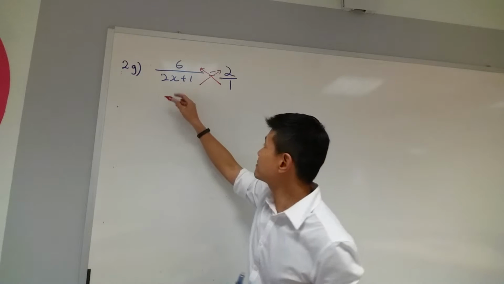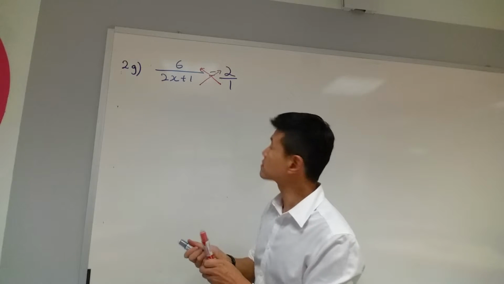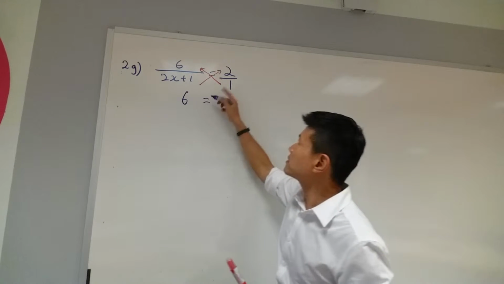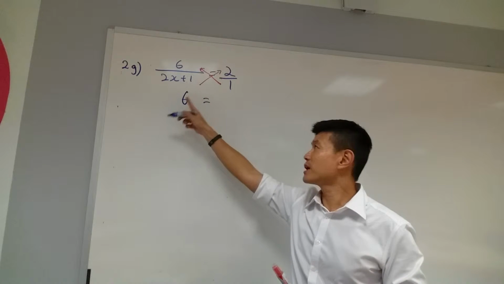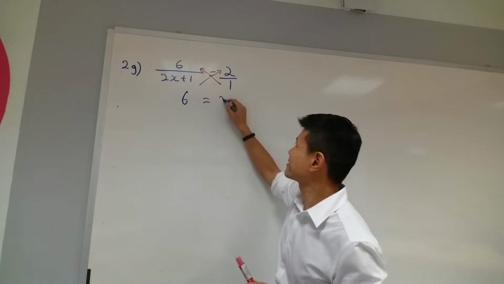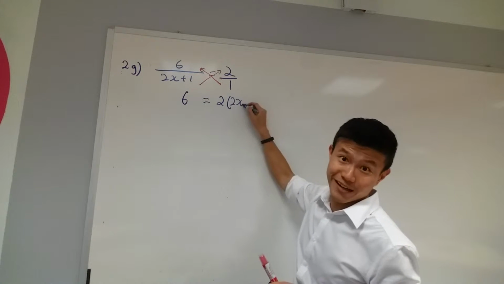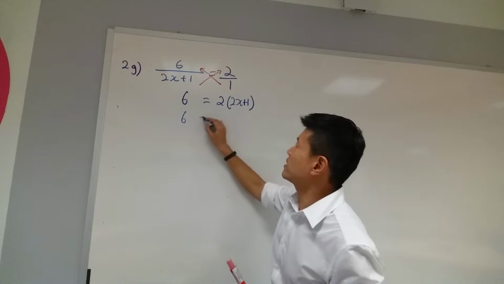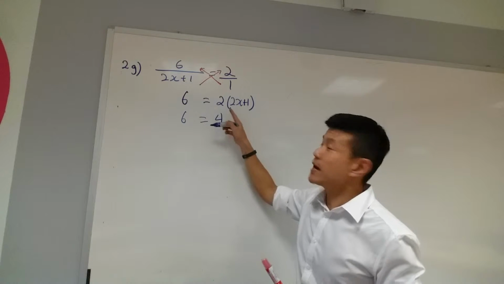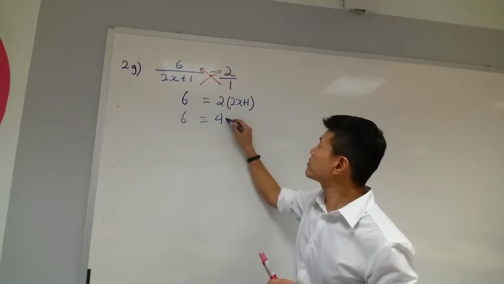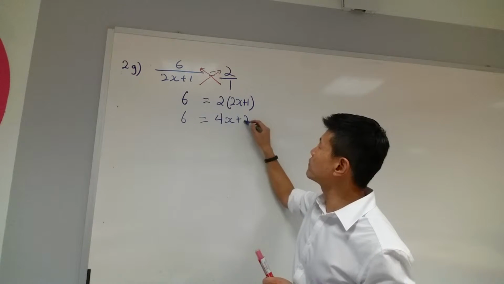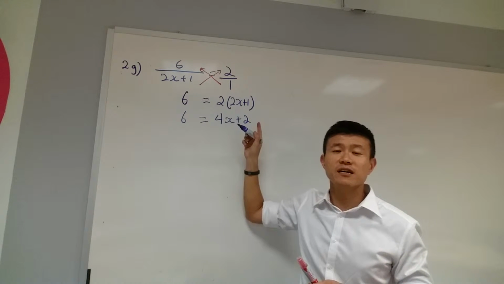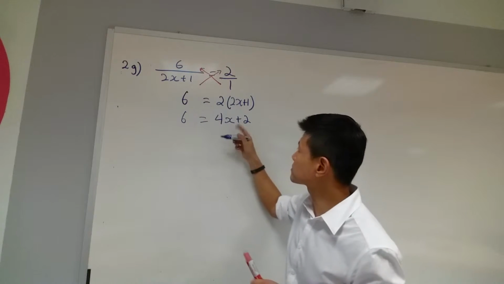So 6 times 1 is just 6. And on the other side, 2 multiplied by 2x plus 1. Well, let's just leave it in brackets first. One step at a time. Then we can expand it by opening this. Don't forget to multiply every single term inside the parentheses.